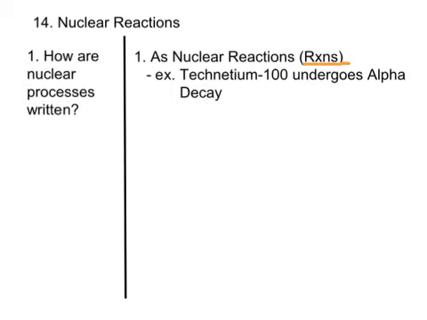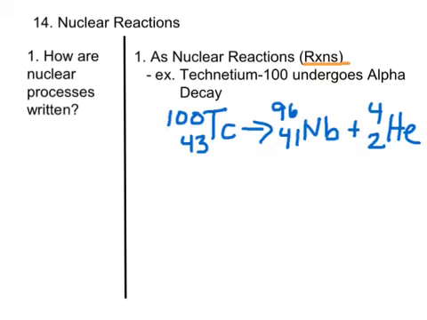Alright, so our first example is technetium 100, which is an element on the periodic table. It has 43 protons, and its mass number is 100. So technetium is going to undergo what is called alpha decay. Alright, so let's take a look and see. So the nuclear reaction for the alpha decay of technetium 100 is technetium 100. So remember, this is the isotope symbol right here for technetium. So the 100 is the mass, the 43 is the protons, and the Tc is the element symbol.